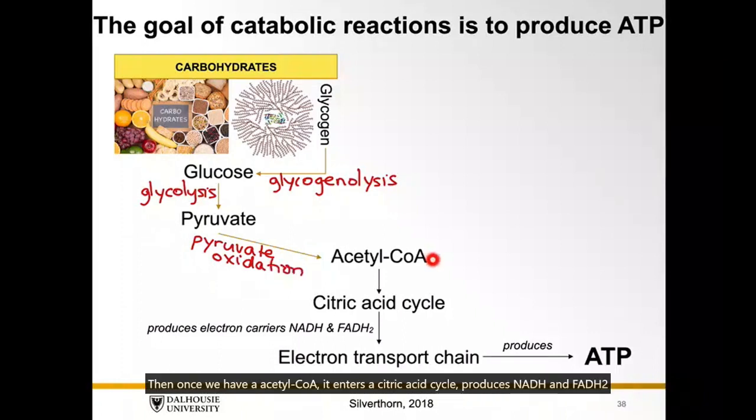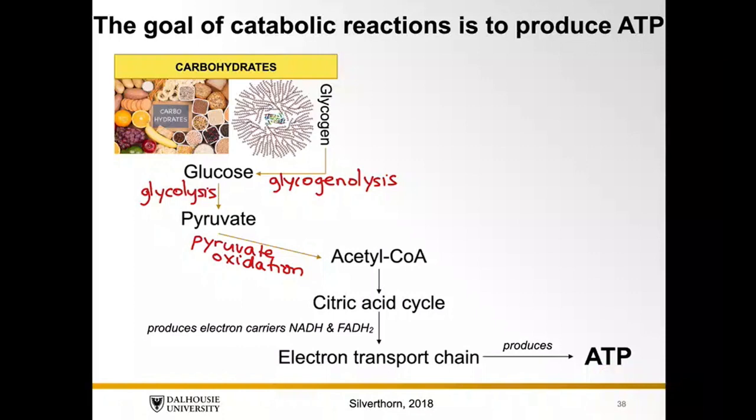Then, once we have acetyl-CoA, it enters the citric acid cycle, produces NADH and FADH2, which finally feeds into the electron transport chain in order to produce ATP. So we have 3 main catabolic reactions on the carbohydrate side: glycogenolysis, glycolysis, and pyruvate oxidation.